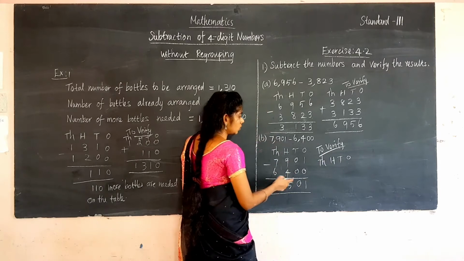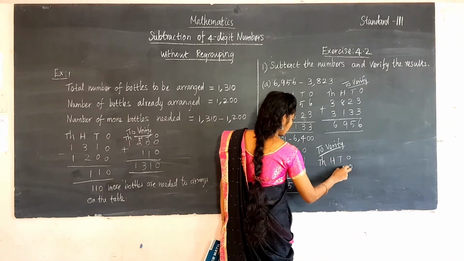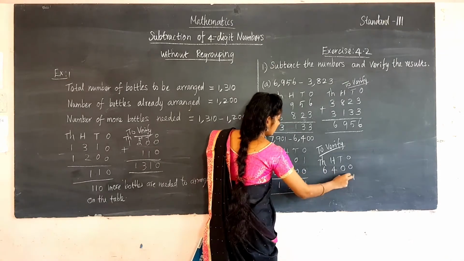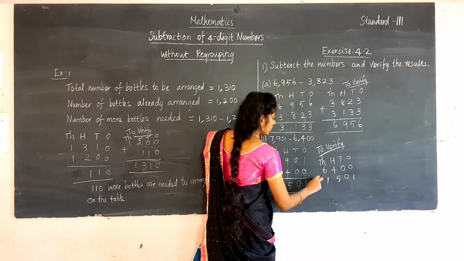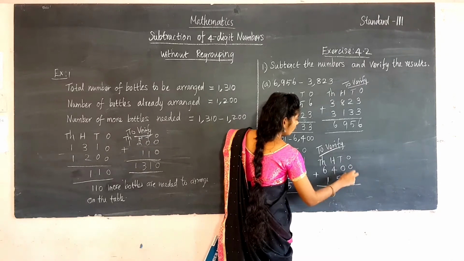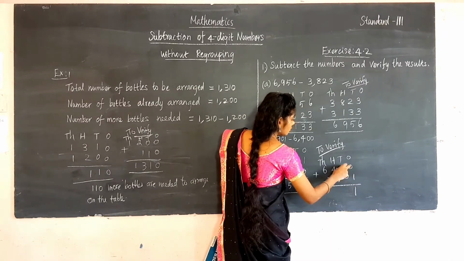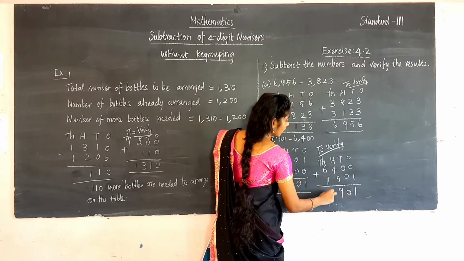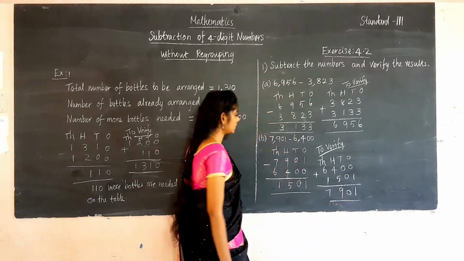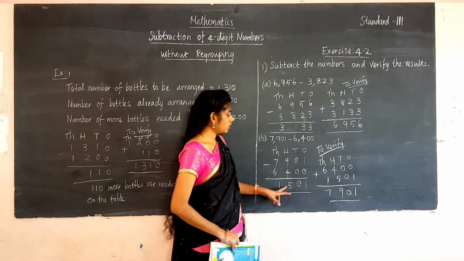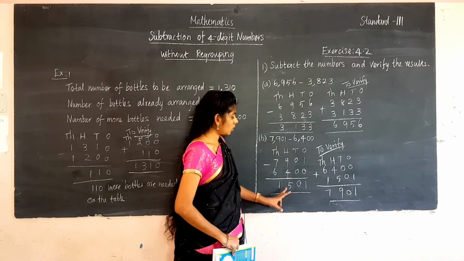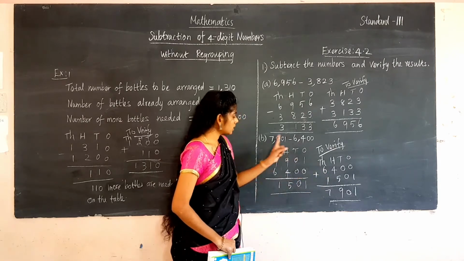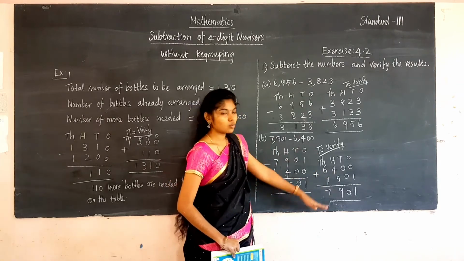And now write these two numbers in the places: 0, 0, 4 and 6, and this number 1, 0, 5, 1. Now you add these two numbers. 0 plus 1 is 1, 0 plus 0 is 0, 4 plus 5 is 9, 6 plus 1 is 7. So we have added these two numbers and got 7901. So this one is right, the answer 1501 is right.